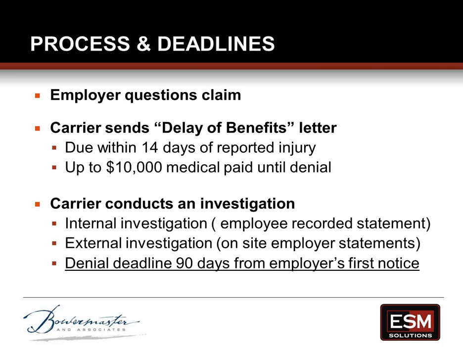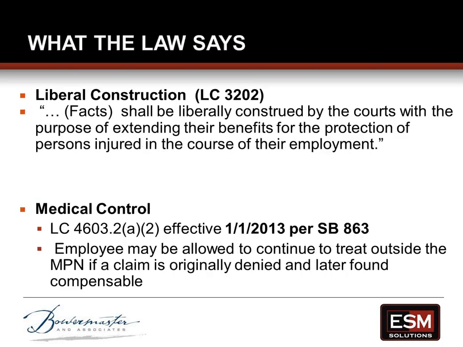This whole discovery period takes place within a 90-day window, because the denial letter, if one is to be sent, must be sent within 90 days from your first notice. That's the employer's notice. So if you are aware of a claim and you don't report it for 30 days, then that means the carrier only has 60 days to investigate. So the more promptly you can report disputed claims and have them questioned, the longer the carrier has to conduct their investigation and discovery.